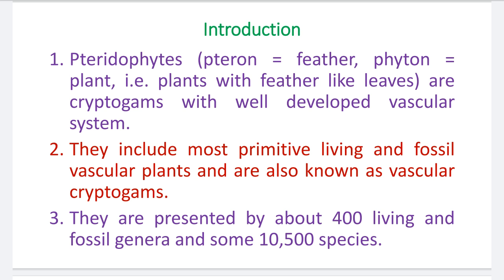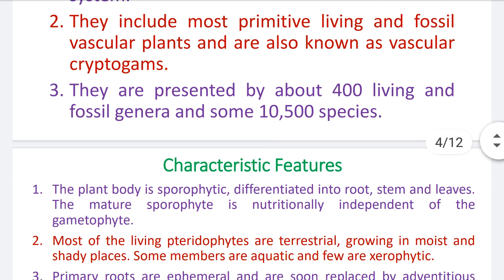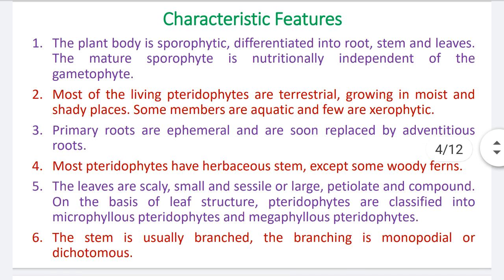Number 3, they are represented by about 400 living and fossil genera, and some 10,500 species are there. That 400 genera includes living genera as well as the fossil genera, and the number of species is 10,500. Now the characteristic features of the Pteridophyta.